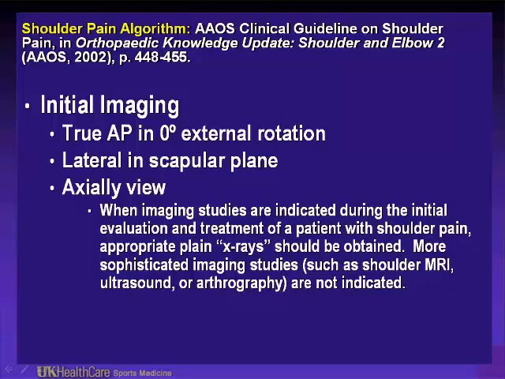Appropriate plane x-rays need to be obtained in acute shoulder injuries, and they need to be 2 different planes, an AP and a lateral view. More sophisticated imaging, such as shoulder MR, ultrasound, or arthrography, are not indicated in an initial evaluation and treatment of a patient with shoulder pain. It's unbelievable how many times we see patients come in with an MRI scan that might be a poor scan and no images. And certain things such as fractures and tumors can be missed.